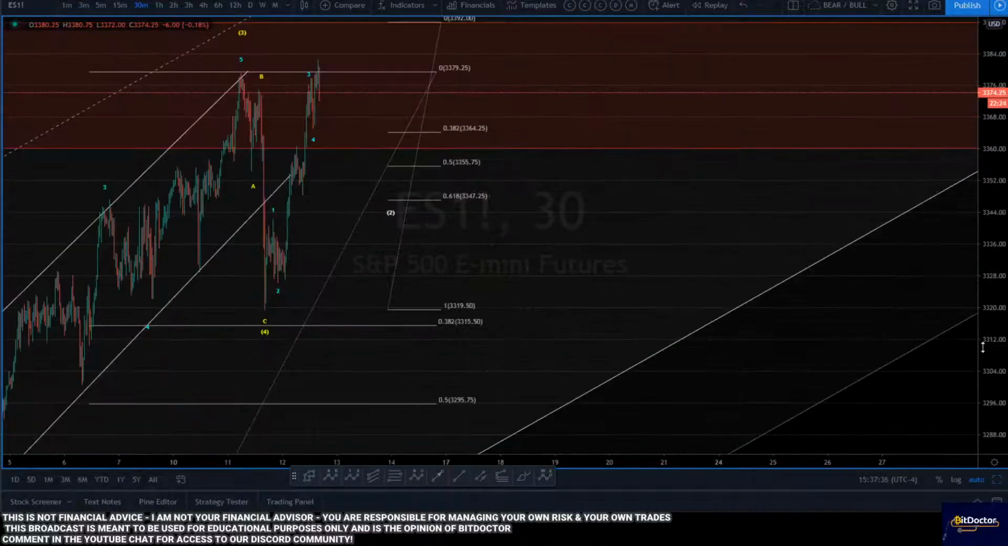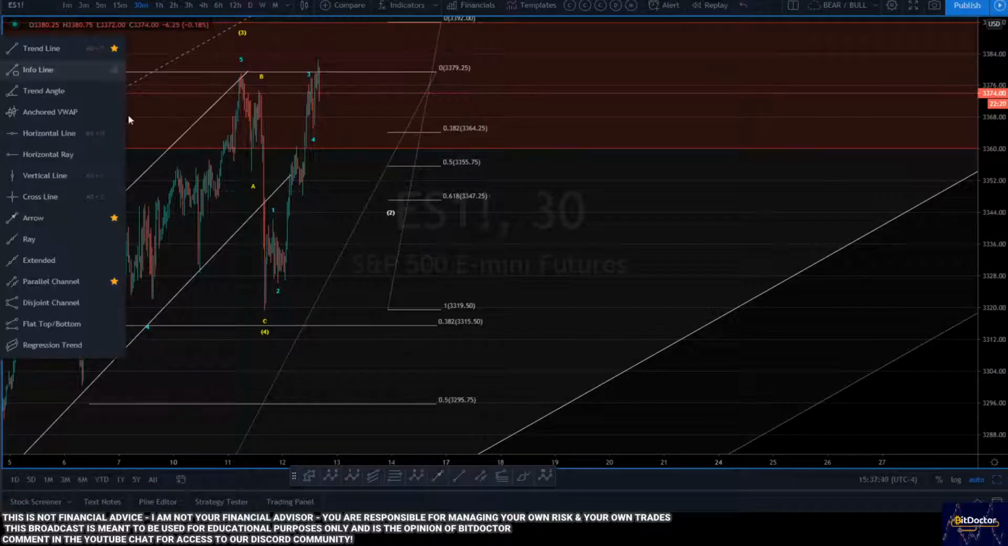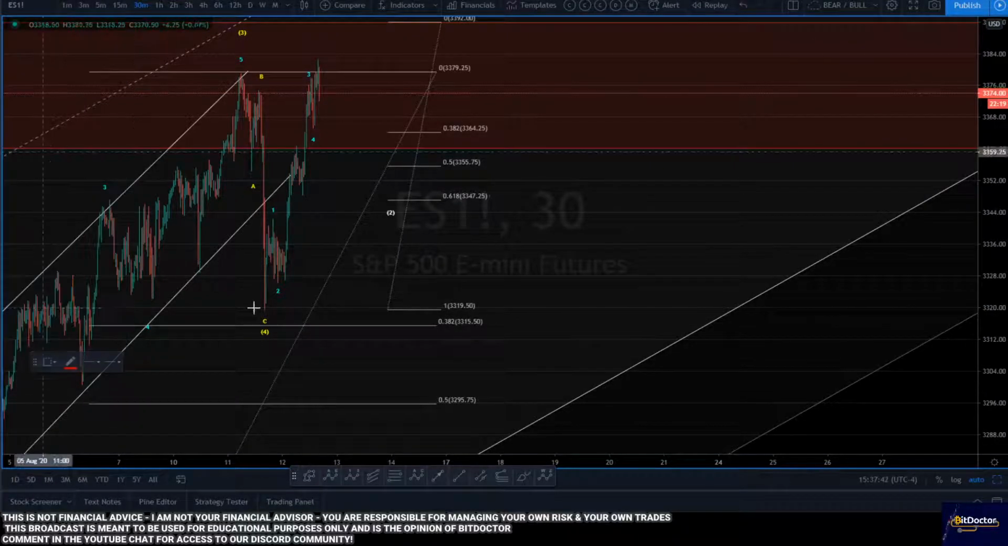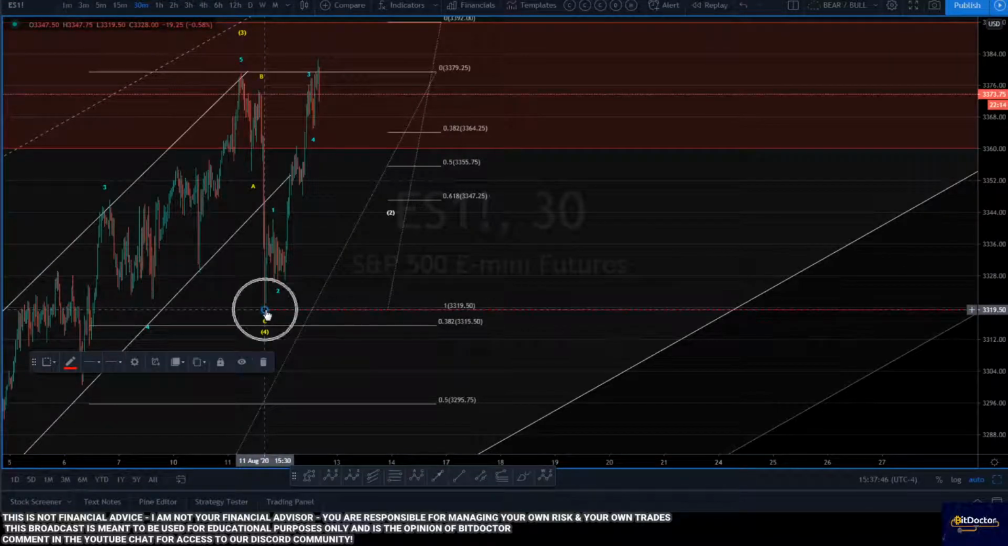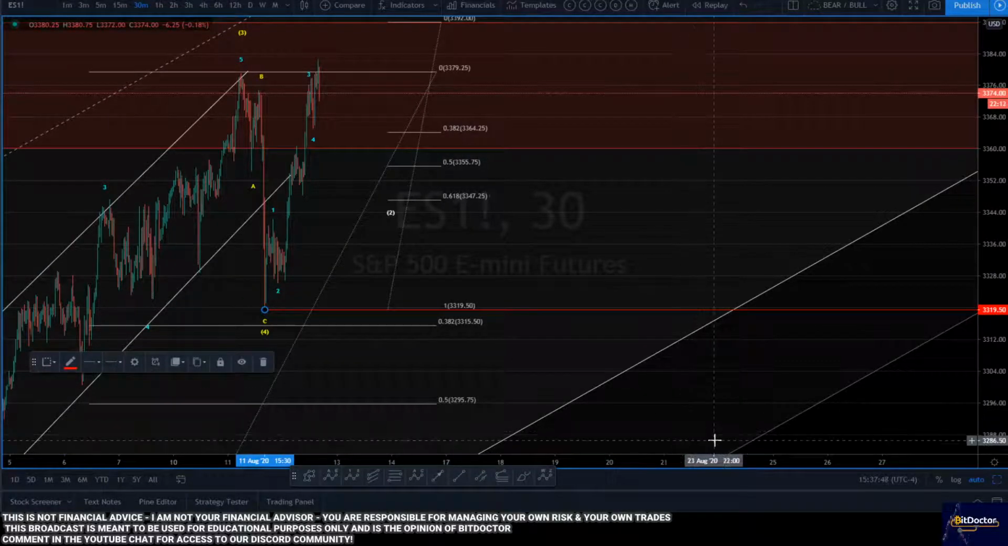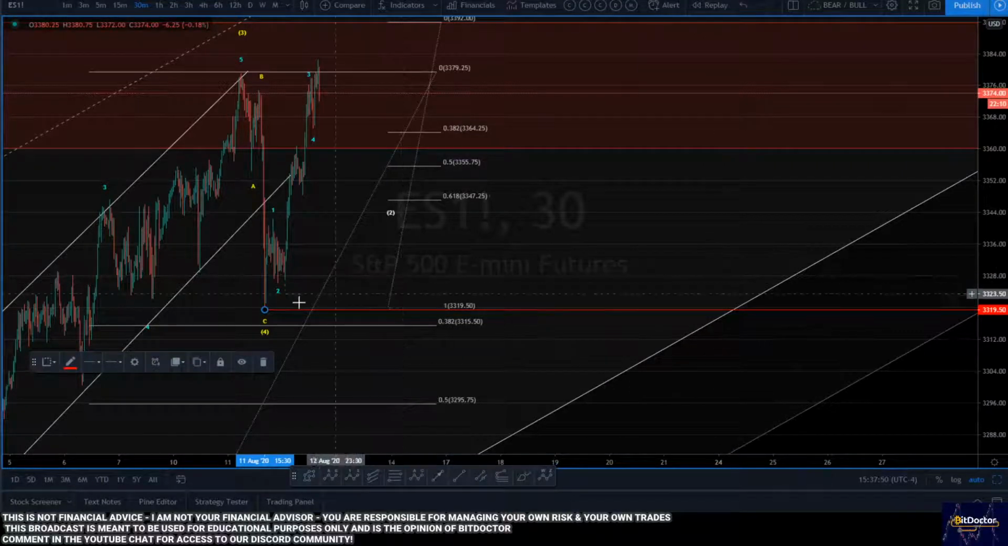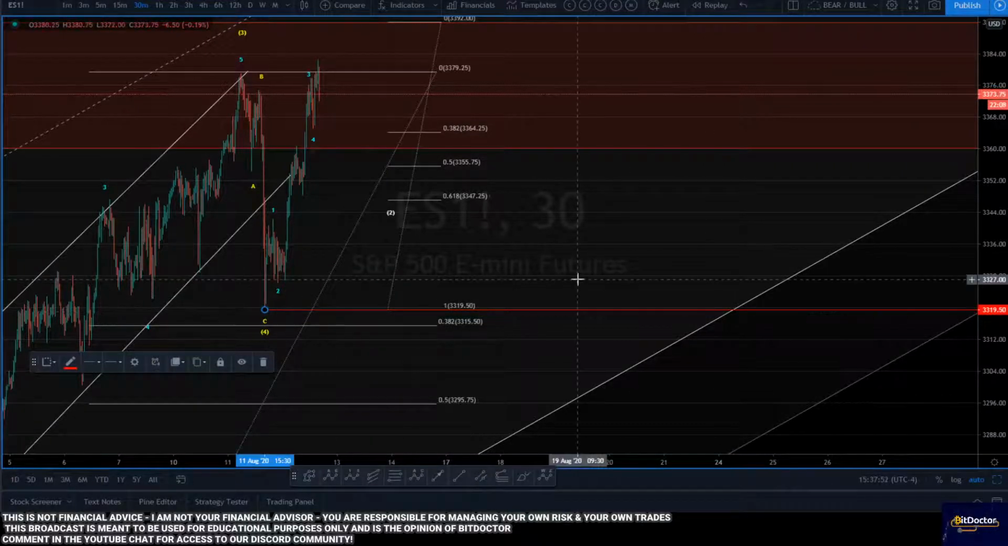Area of invalidation for me is going to be a violation of these lows back here. So if you're bullish on SPY, this area right here would be an area of concern. If we get down and violate 33.20, I would be worried.